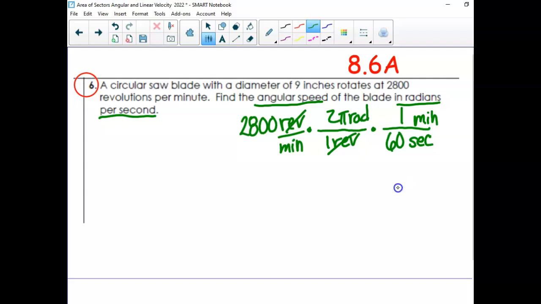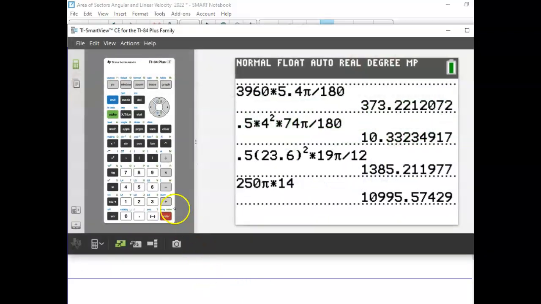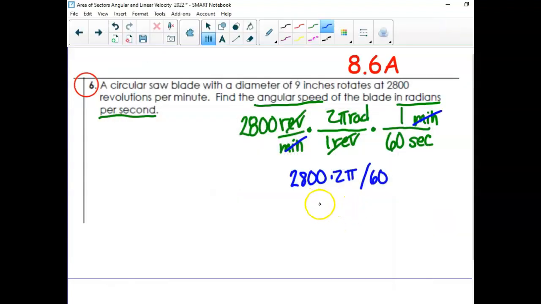So we're going to end up doing what? Dividing because it's in the denominator. This time I think we're okay to do it in the calculator because there's really only one thing in the denominator, right? All right, so this time we have 2,800 times 2 pi divided by 60. When there's more than one thing in the denominator, you either have to use a bunch of parentheses or you have to do it separately. You guys are just going to have to type it and tell me what you came up with.